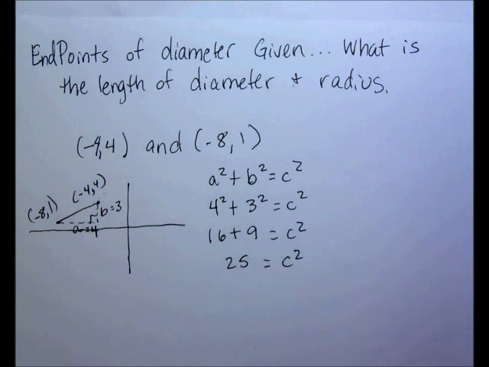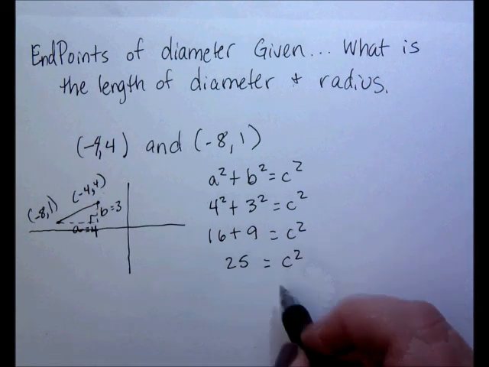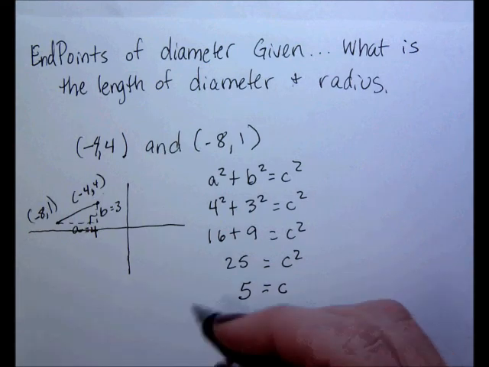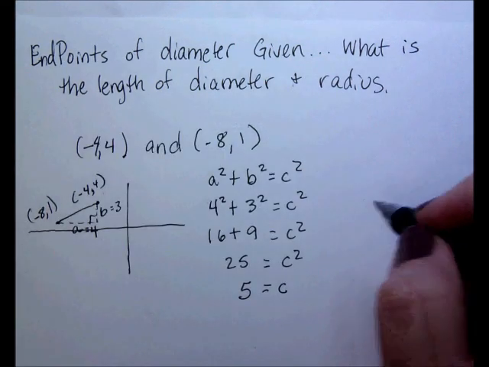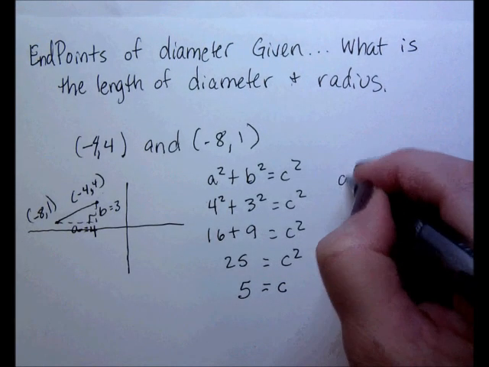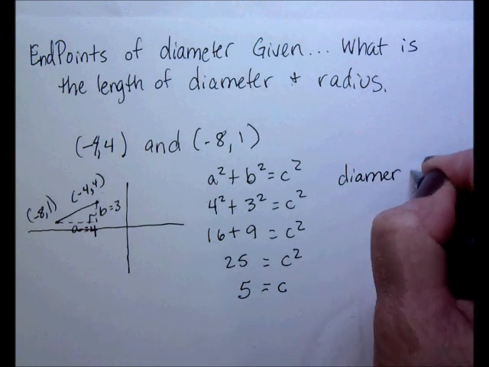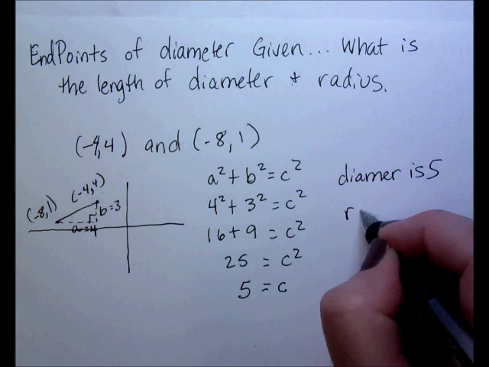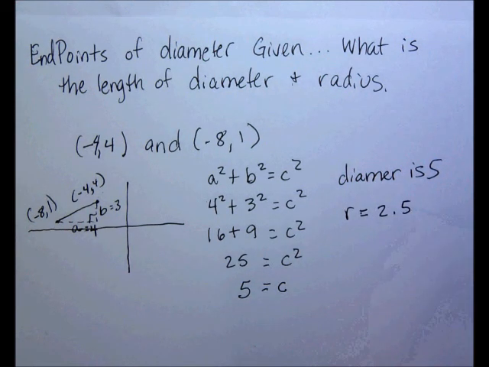To find the value of c, I just take the square root of both sides. Now, c is 5, and c is the diameter of the circle. So the diameter is 5. Now, to find the radius, I just take the diameter and divide it by 2. So r is going to equal 2.5.